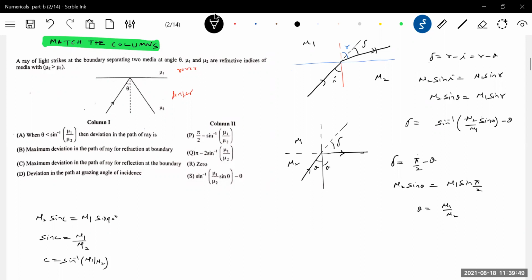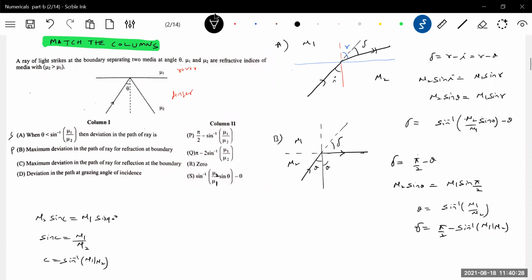We will replace theta, no? Sin inverse of mu1 by mu2. Substituting this. Okay, no? So this is about the maximum deviation. Option A, B. A we got it. Okay, this I'll make correction: mu2 by mu1.